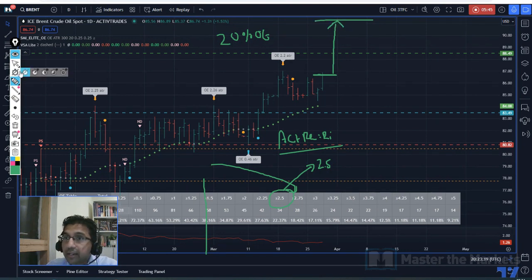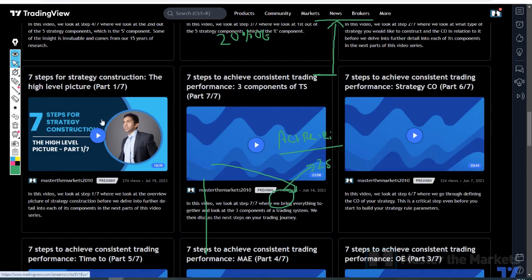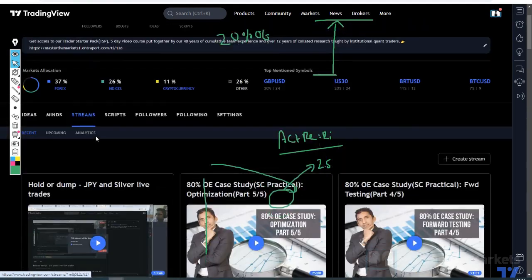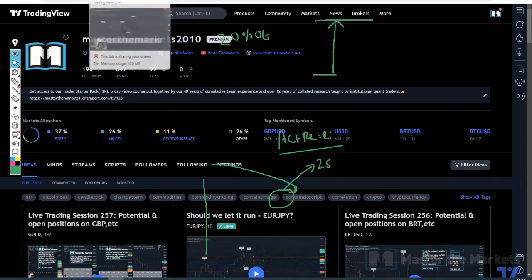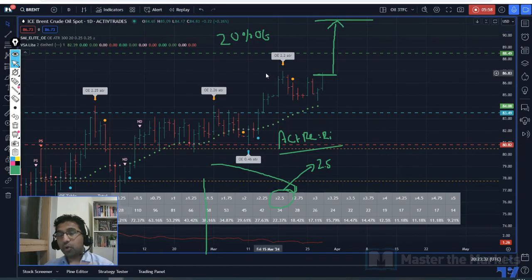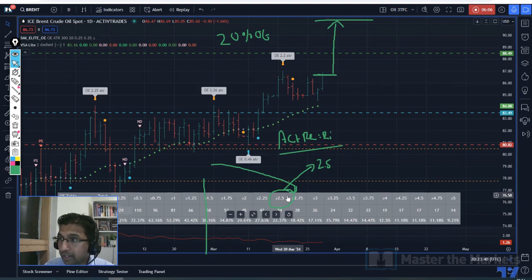That's how we've formulated all our ideas and base our ideas on our channel here at Master the Markets 2010, where you can go and take a look. All this is taken in real time, no hindsight there. So on the 20% OE, we use the target that 20% of the runners can get to. That's how we formulate that.